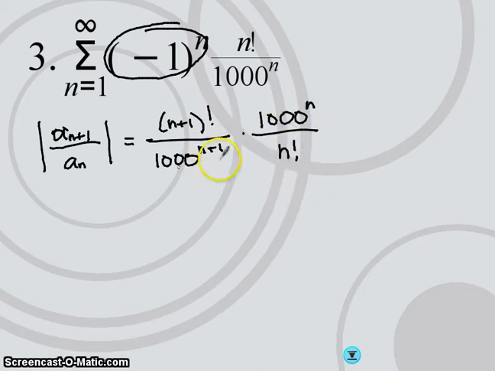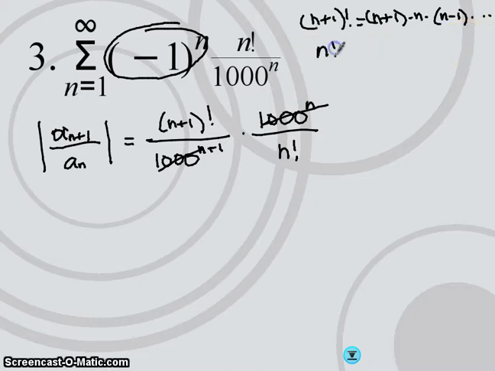Now, what's going on here? Okay, here we know what's going to happen. We're going to be left with 1,000 down there, right? This is going to cancel out with one of these. We're left with 1,000 to the first power. But what does this n plus 1 factorial look like? Well, n plus 1 factorial looks like n plus 1, right, times n times n minus 1 times n minus 2, dot, dot, dot.